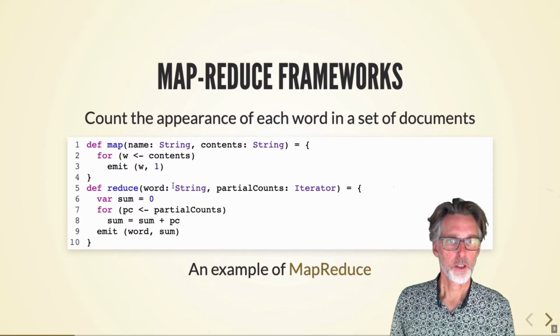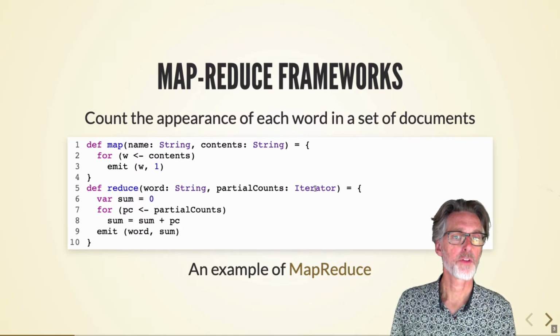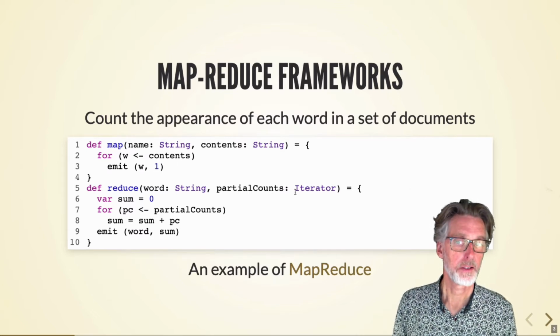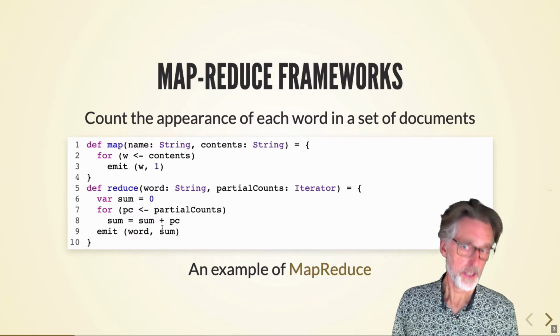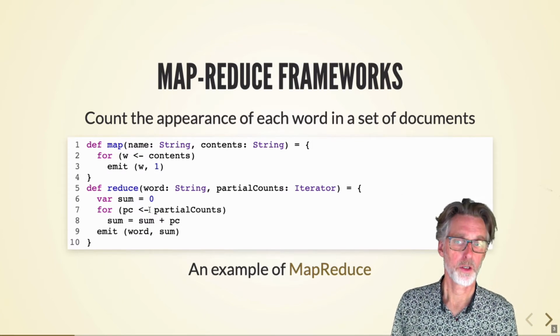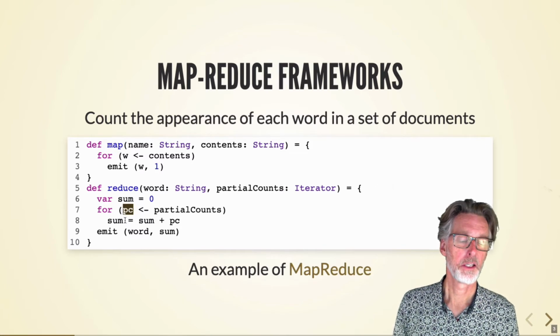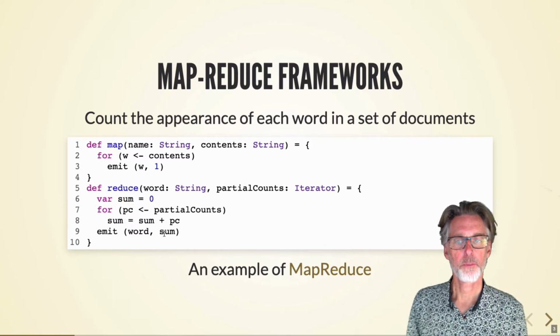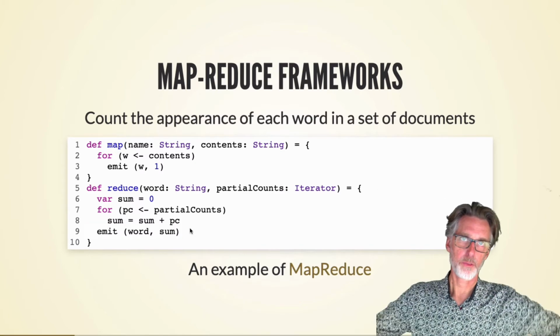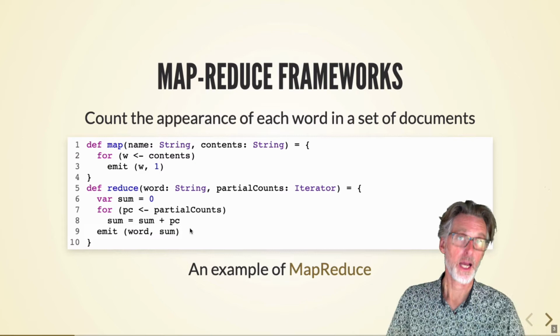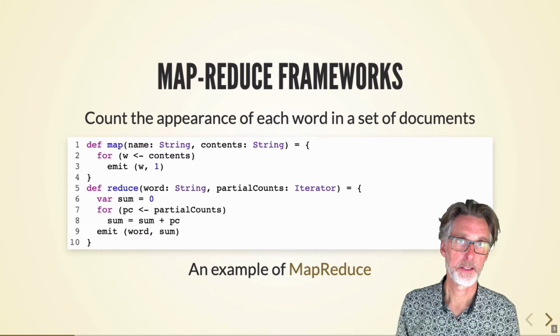For each word, I get a list of all of the partial counts. In this case, they would all initially be 1. And then I am going, in this case, to sum over all of those partial counts. I'm going to take all the partial counts and add them up. It's written in terms of partial counts here because the reduction may be divided into multiple phases. It may not all happen in one single phase.